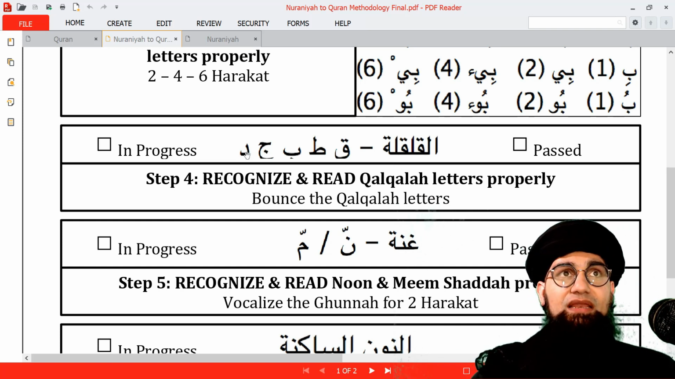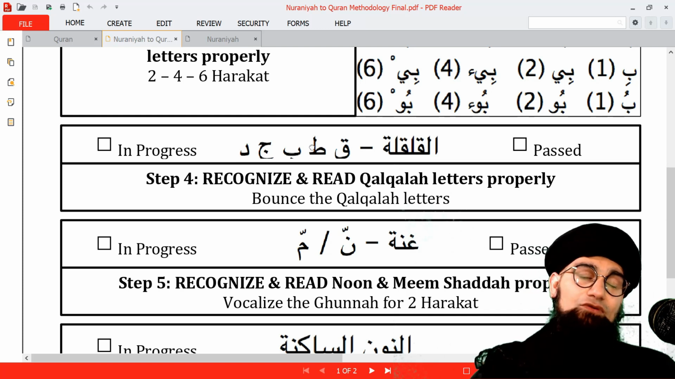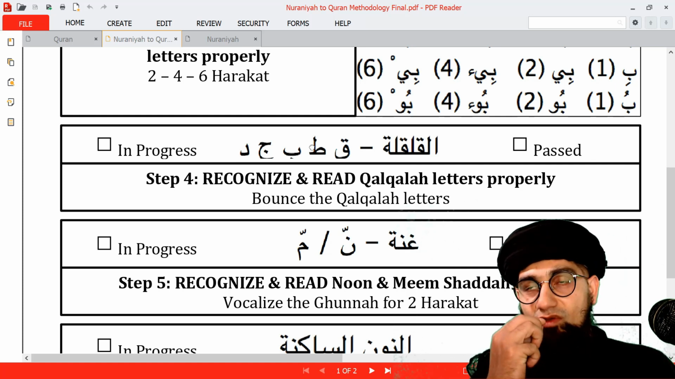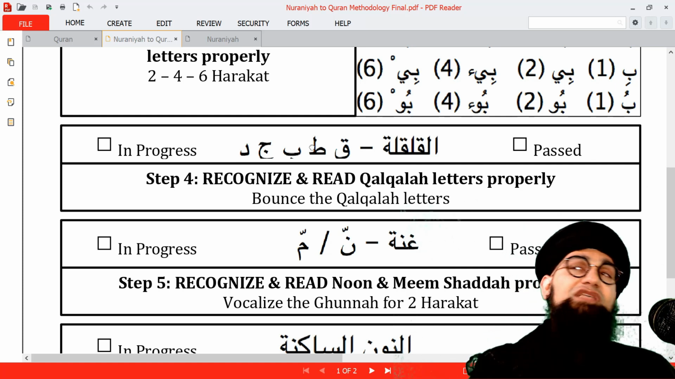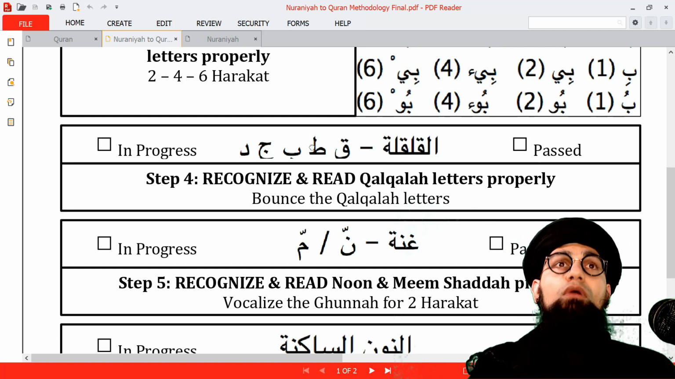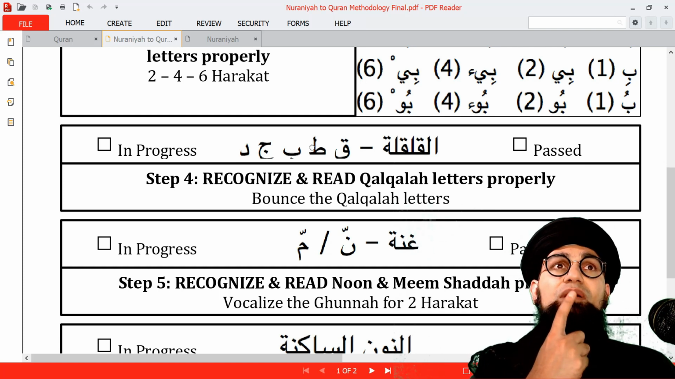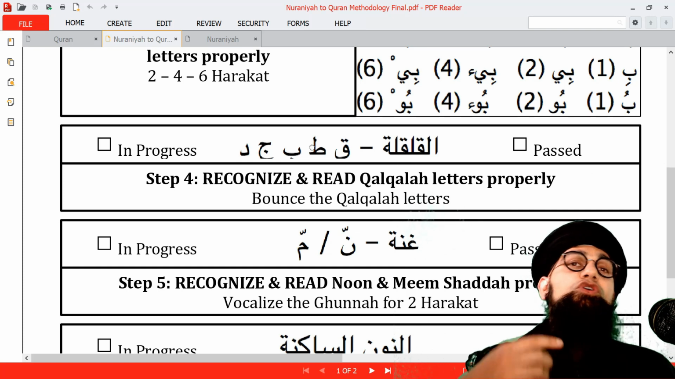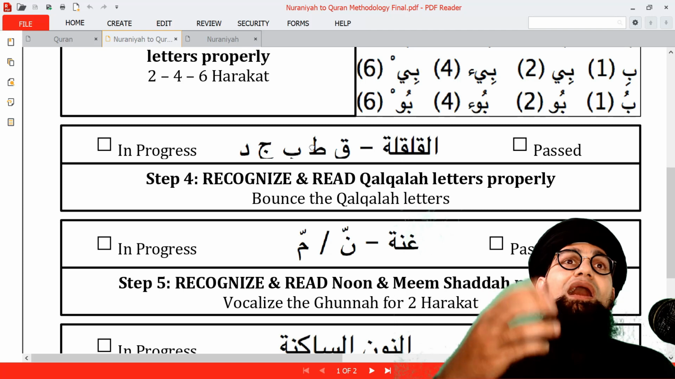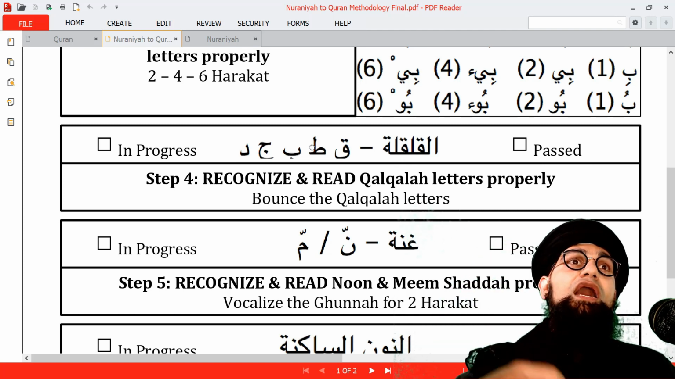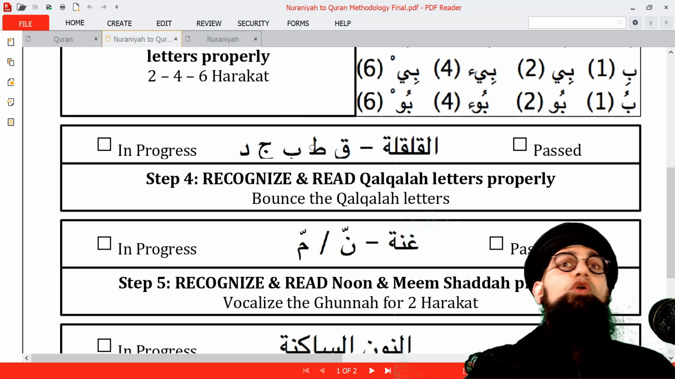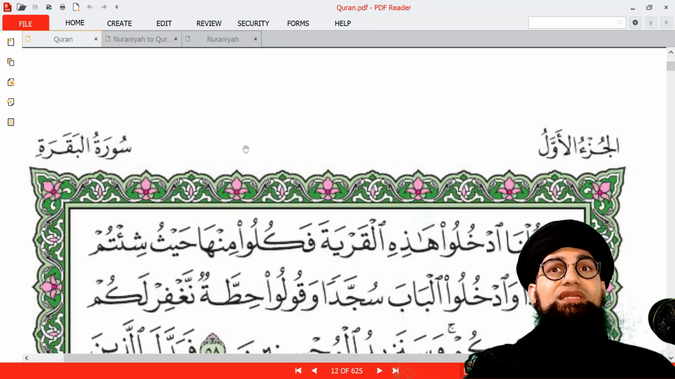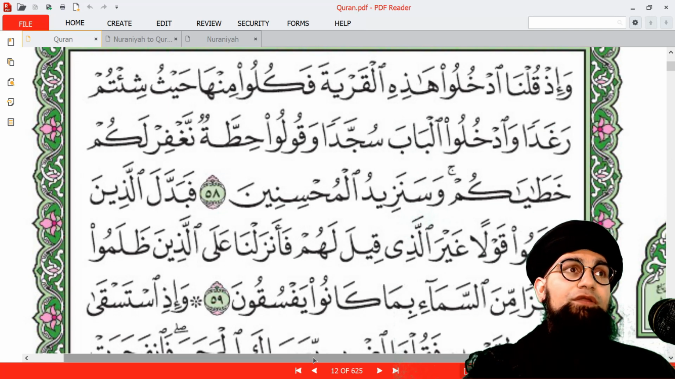Qaf, ta, ba, jim, dal. And the reason why you bounce their sounds is because these are the letters that get trapped in the mouth if they have sukoon. Qaf, for example, say aq, ta, at, ba, ab, jim, aj, dal, ad. So you need to bounce the sound. So we're going to practice this inshallah now, so I'm going to point it out for you as we move on. Let's begin.